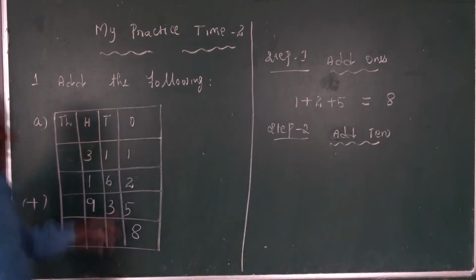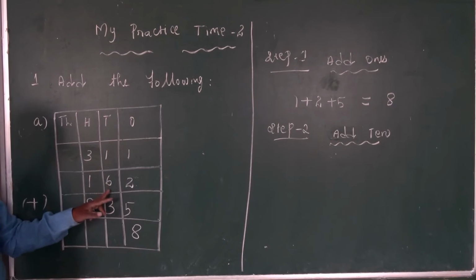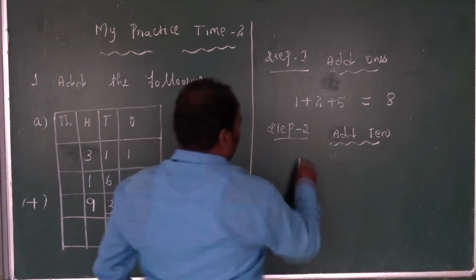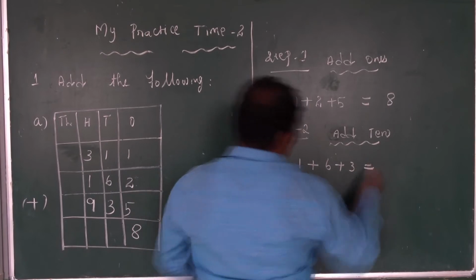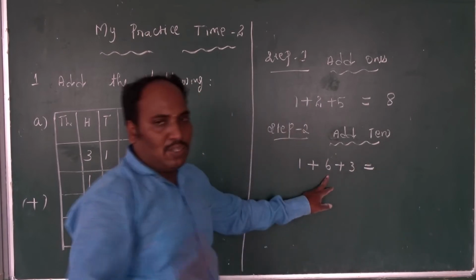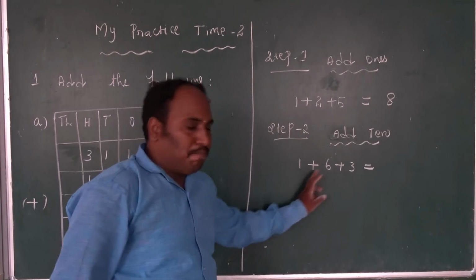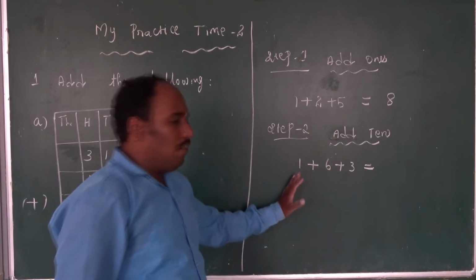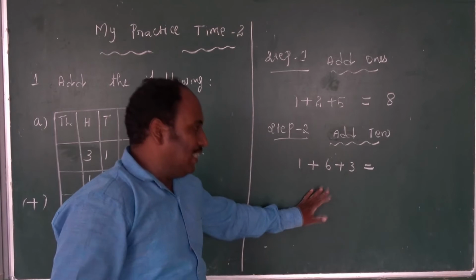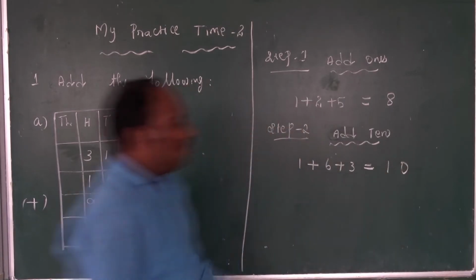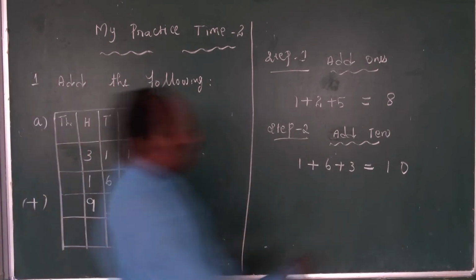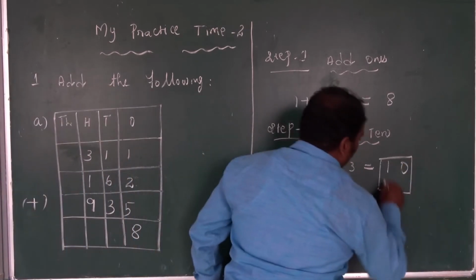Our tens place is 1 ten, 6 tens, then 3 tens. So 1 ten plus 6 tens plus 3 tens: 1 plus 6 is equal to 7, and 7 plus 3 is equal to 10. So we have 10 tens.